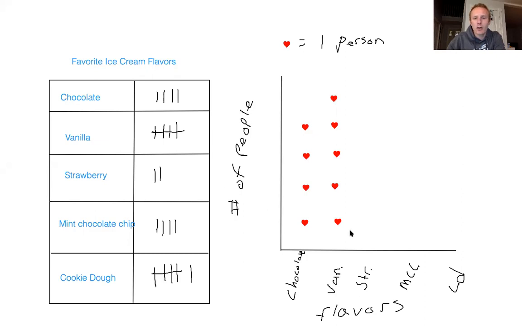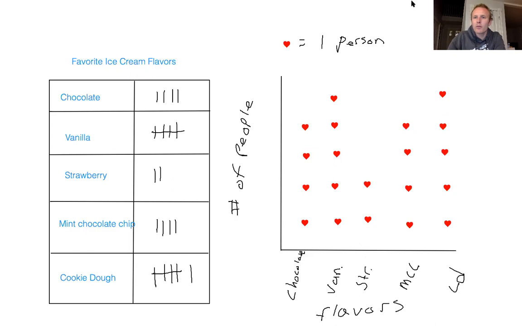Okay. Strawberry only had 2, so I can put 1 on the first line and 1 on the second line. Mint chocolate chip had 4. 1, 2, 3. That needs to line up exactly with chocolate because they both have the same. And cookie dough had 6. So 1, 2, 3, 4, 5.